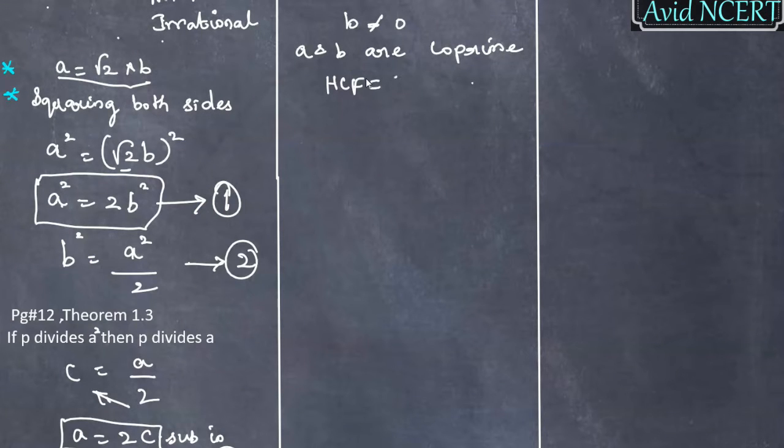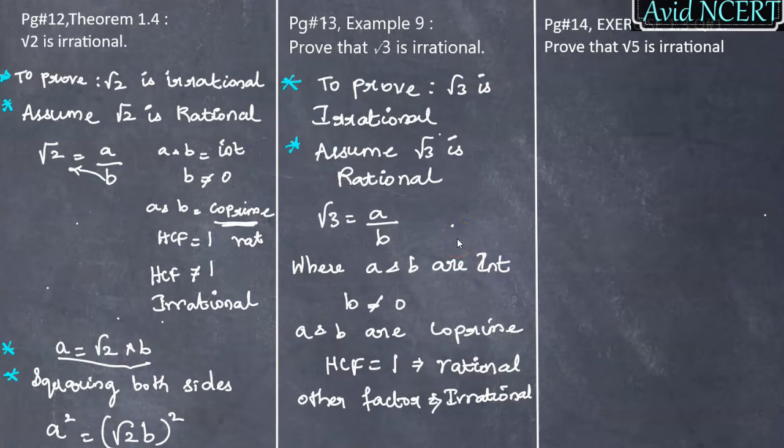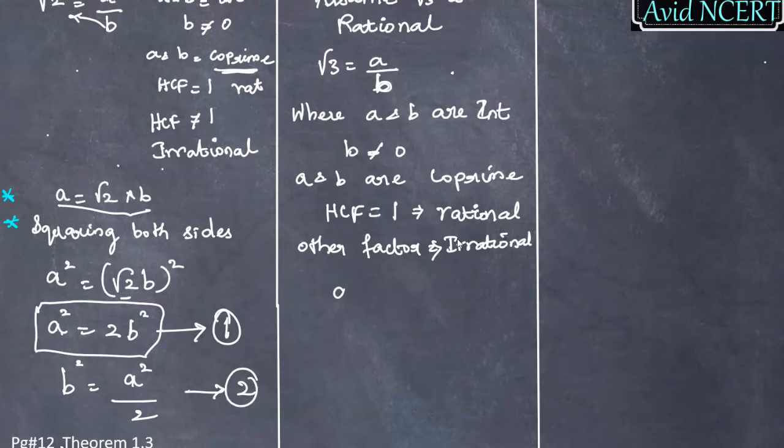Co-prime means highest common factor will be 1. If they have HCF equal to 1, then it is rational. But if we get other common factors, then it means irrational. So from this we know that a equals root 3 into b. So a equals root 3 b.